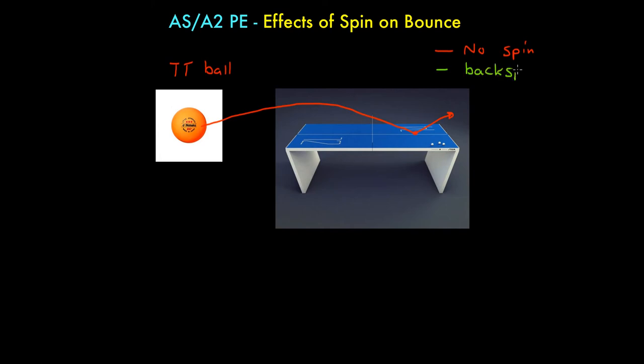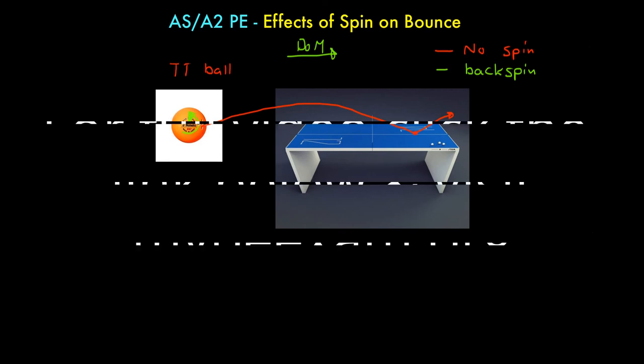Backspin. If the player applies backspin, and in this case the ball is traveling in this direction of movement, that means the ball will be rotating backwards over itself, which we would count as anti-clockwise.